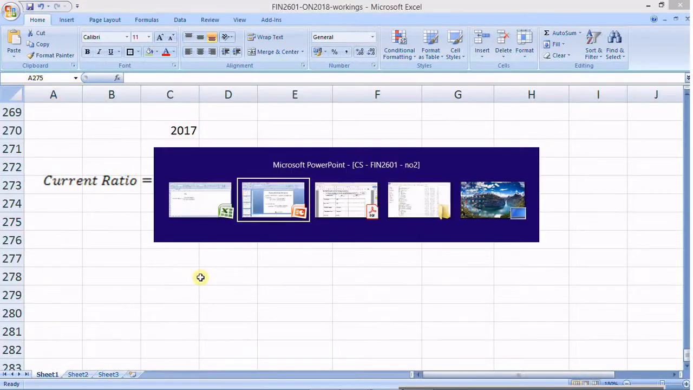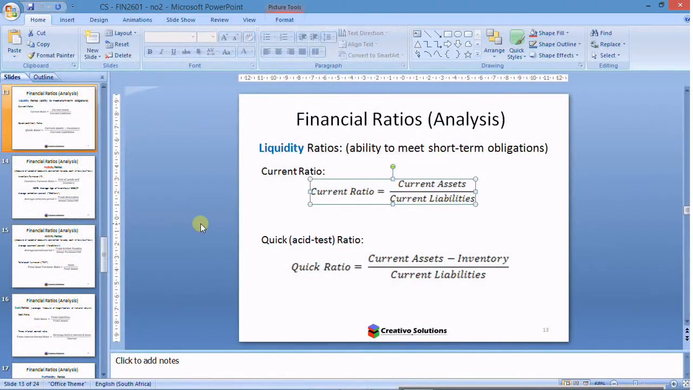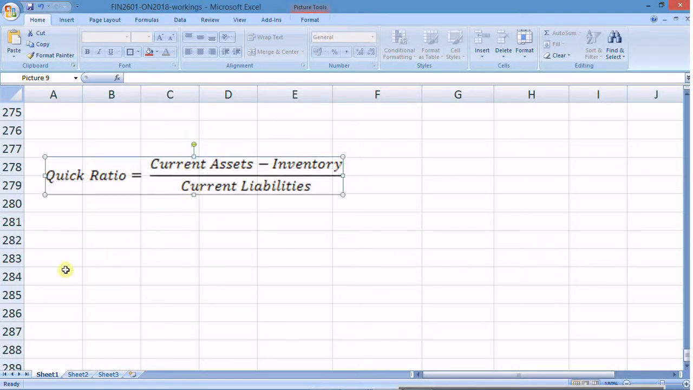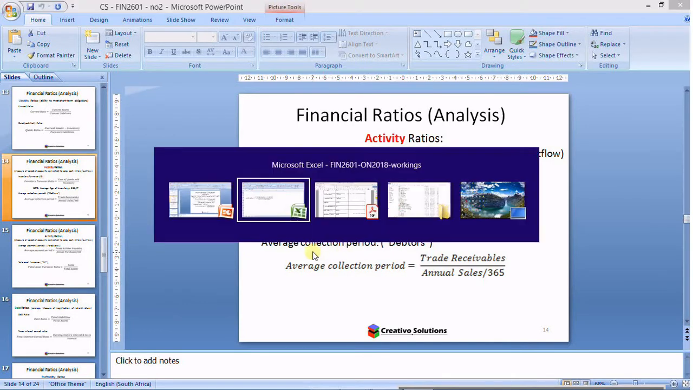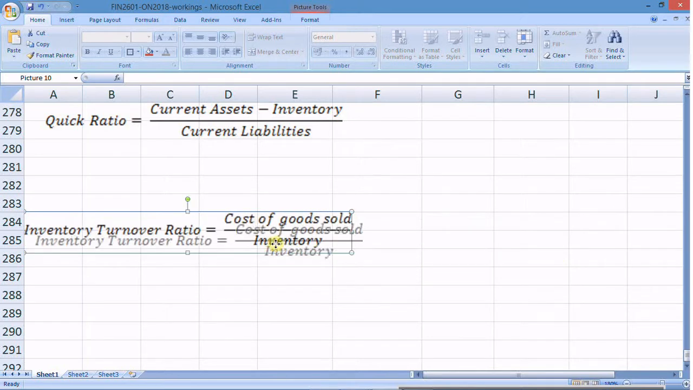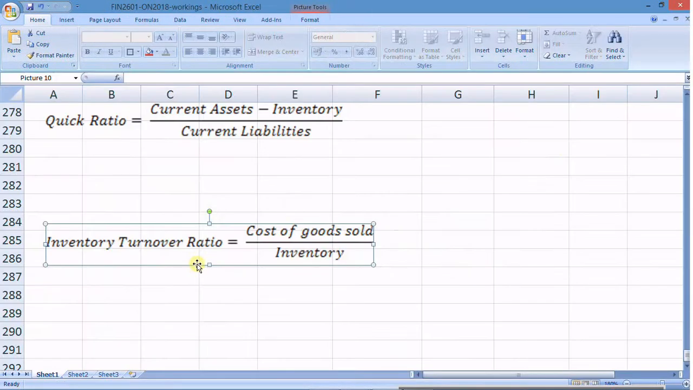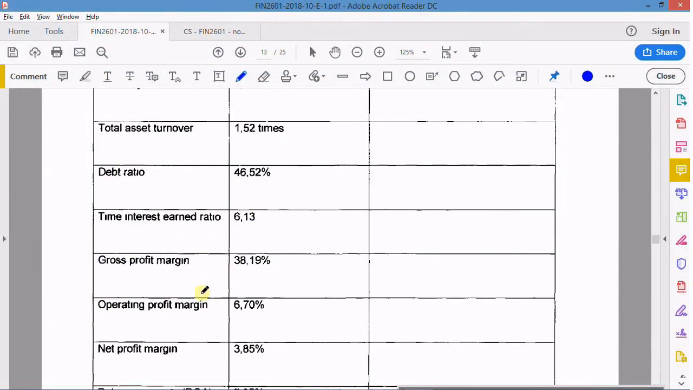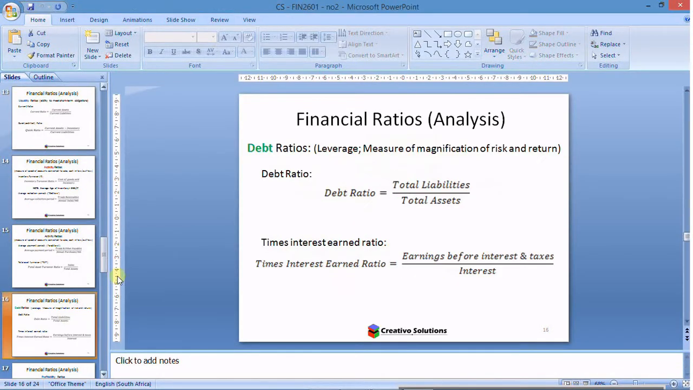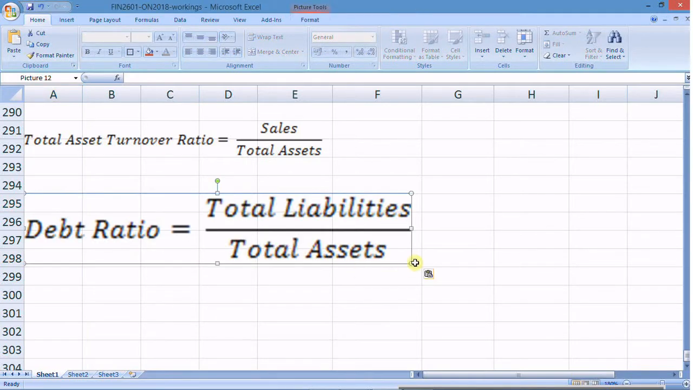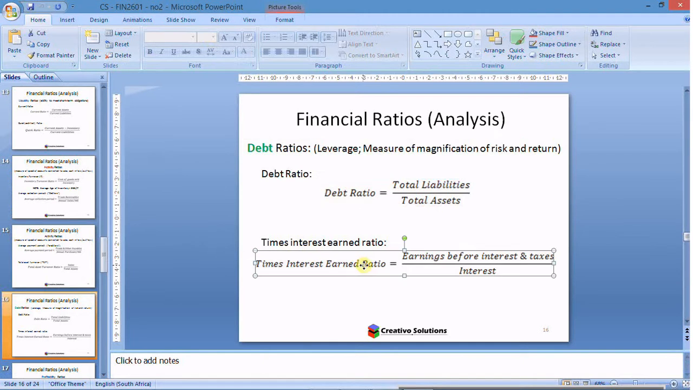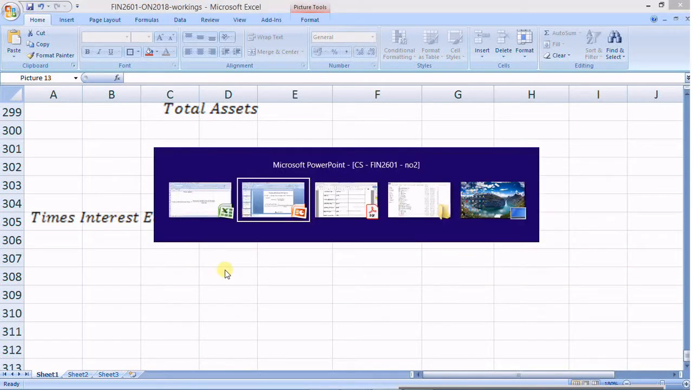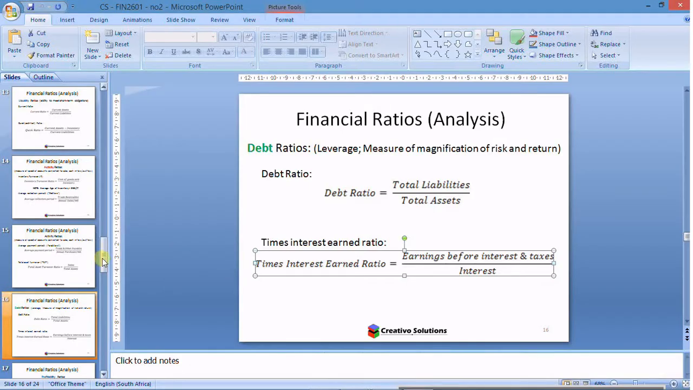Okay, so there's the first one. Quick ratio, inventory turnover, total asset turnover. Oh, it's even going in the right order, looks like. Total asset turnover. Okay, no, total asset turnover is on a different page. Where's our total asset turnover? There's our total asset turnover. Debt ratio, times interest earned. So it actually is going in order, kind of, in the textbook. Times interest earned. Gross profit, operating profit, net profit. Okay, so all the profit ones.